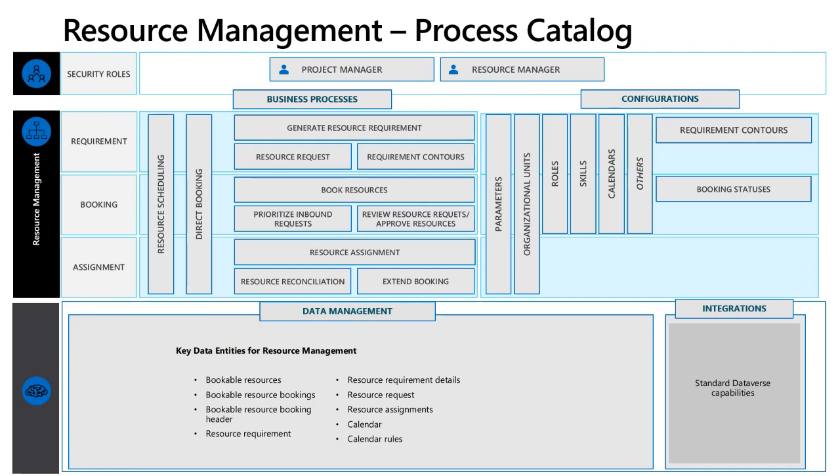Of course, various parameters and configurations play a role in how the system behaves. As for key data entities, we can name a few, such as bookable resources and the related bookable resource bookings, bookable resource booking header, resource requirements or resource requirement details, request assignments, and calendars.